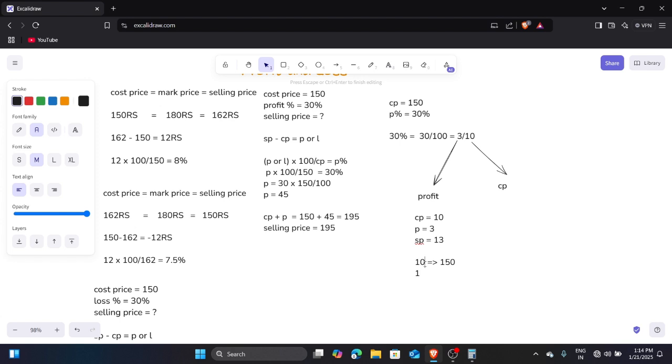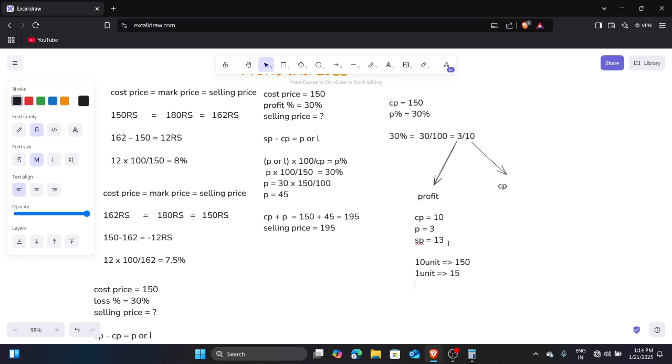That fraction value we always call a unit, so that there is no confusion on it. So what is the value of 1 unit? The 1 unit value would be 150 by 10, it means 15. Okay, what is the value of 3 unit? Or what is the value of 13 unit?